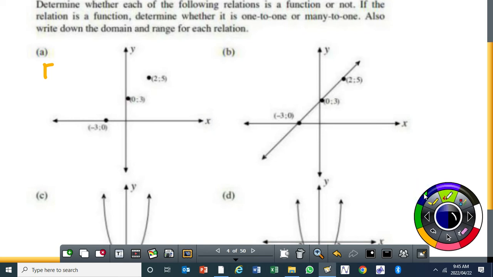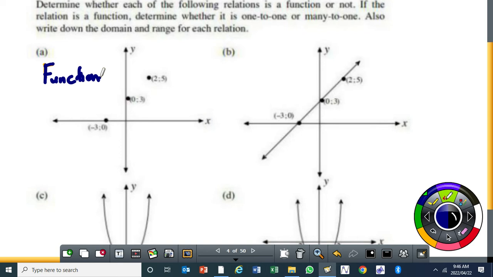Okay? That will be a function. Why is it a function? Because for every x value, we've got one corresponding y value. The points are not joined to form a graph, so we cannot use the vertical line test in this case, but we can use the definition of a function. So that's a function.